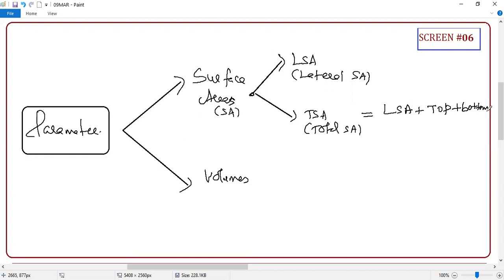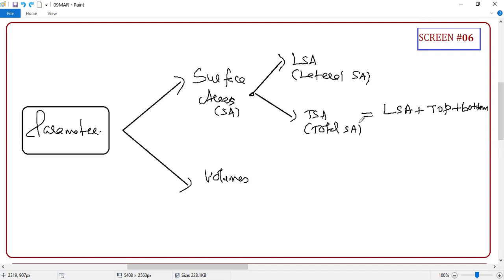Guys, in the room you are sitting, the area of the 4 walls is called LSA. If you include your ceiling and floor, meaning top and bottom, the total area will become TSA. In that case, your total surface area is always greater than the LSA. Are you agree? Everyone? Yes, sir. Right? Because you are including the additional top and bottom. So TSA eventually includes LSA also.